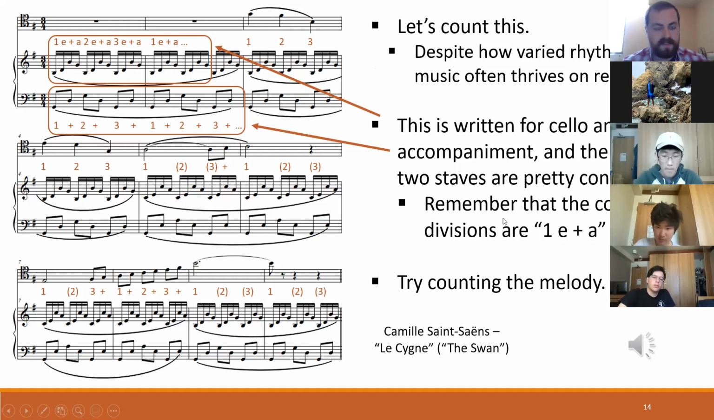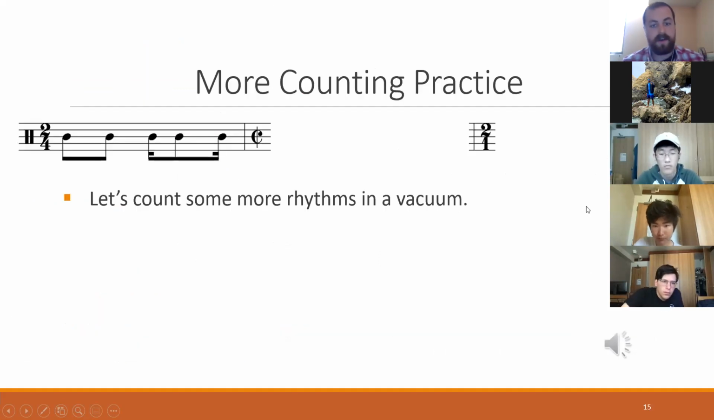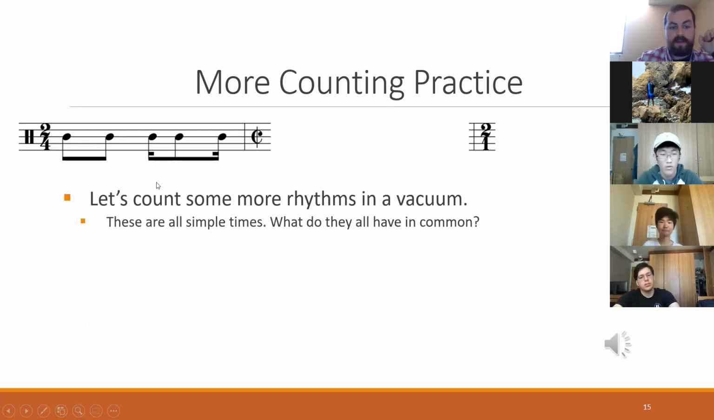Okay, let's move on. Let's do some more counting practice, some more nuts and bolts counting practice, and then we'll spend the rest of the class today listening to different meters in context. These are all simple times: 2/4, cut time, which is 2/2 of course, and here's 2/1. Here's one that is a rare meter that we'll just take a look at as an exercise.